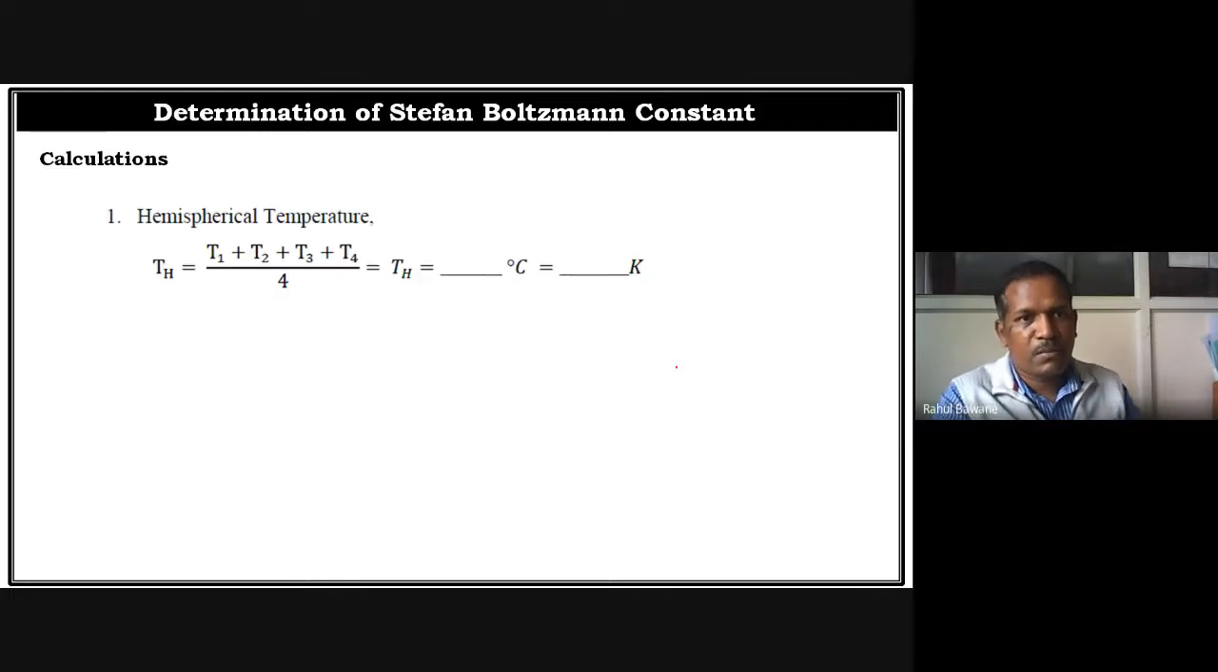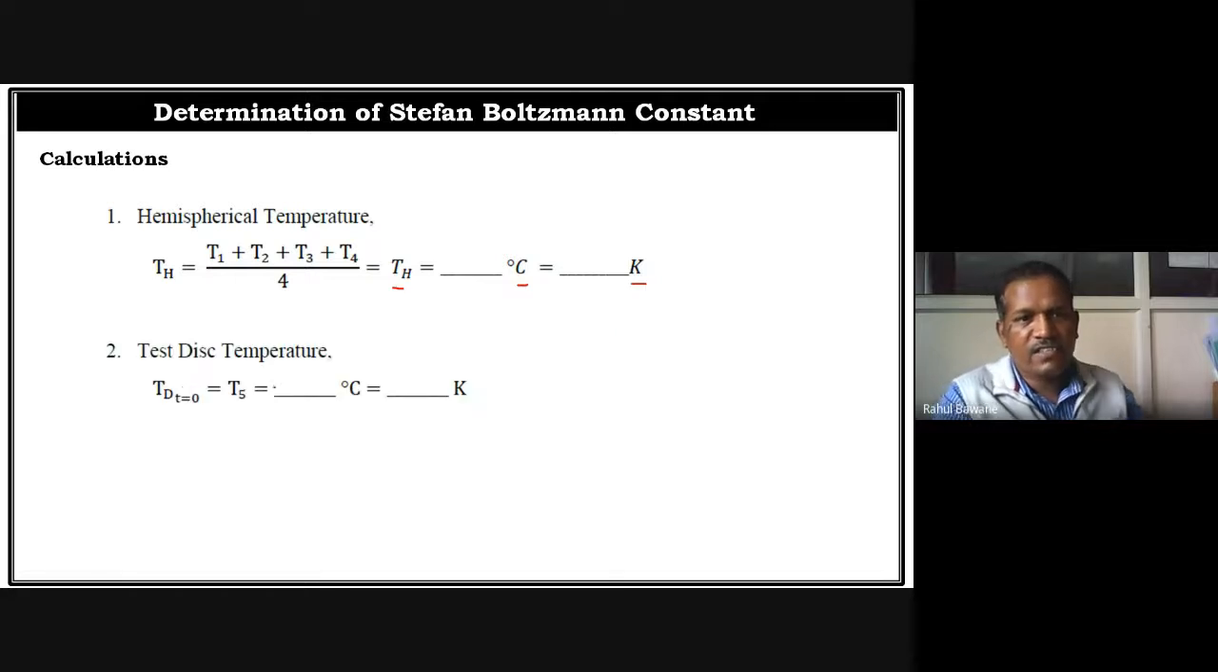Now the calculation part. In calculation, first is the average temperature of the hemisphere. How to calculate? We have 4 thermocouples on our hemisphere, so make an average of those 4 temperatures. It will be TH, hemisphere temperature, in degree centigrade, because the indicator is calibrated in degree centigrade. We have to convert it into Kelvin.